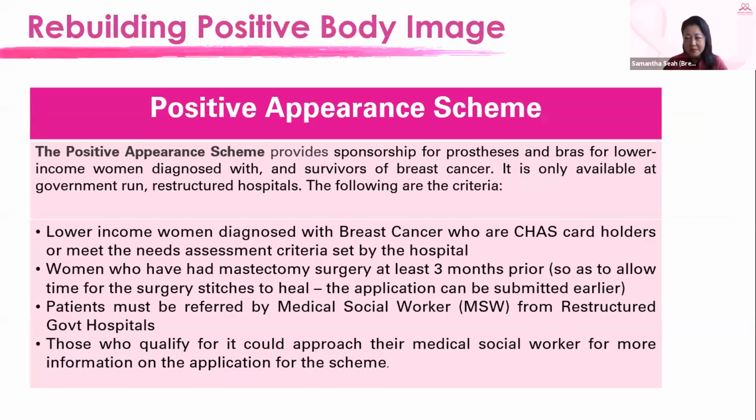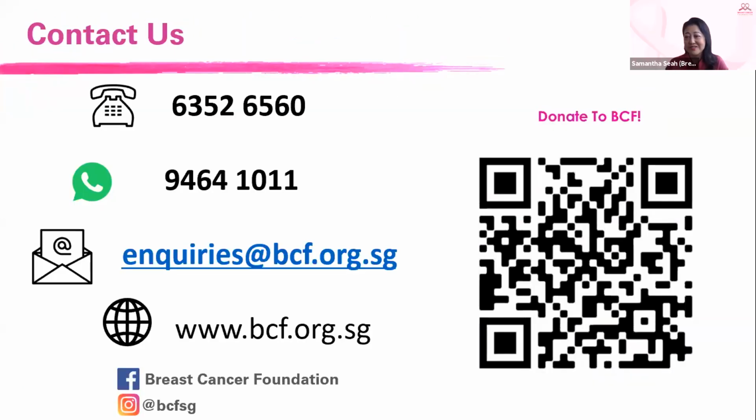And we do have this program here. Now this is for the ladies who have had a mastectomy, but did not do the reconstructive plastic surgery work. So this is a prosthetic bra service that we have. And this is for CHAS card holders, and they will have to go through the restructured hospitals. You have to reach out to your medical social worker, and they will apply accordingly. So these are some of the key programs, and I will pass the section back. And these are all our contact details. If you need to contact us, please call us.